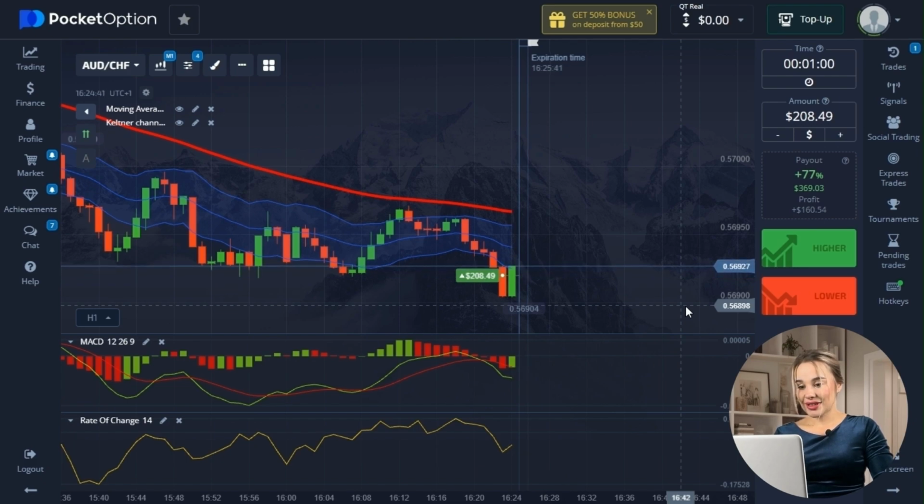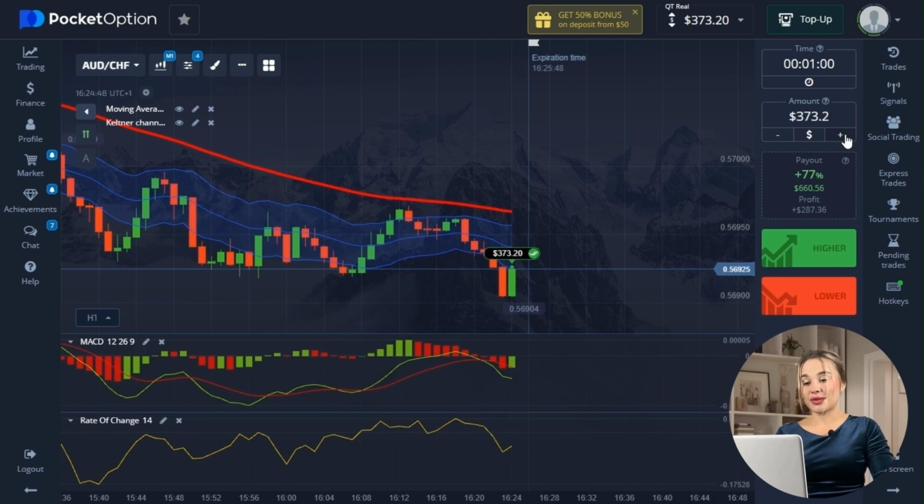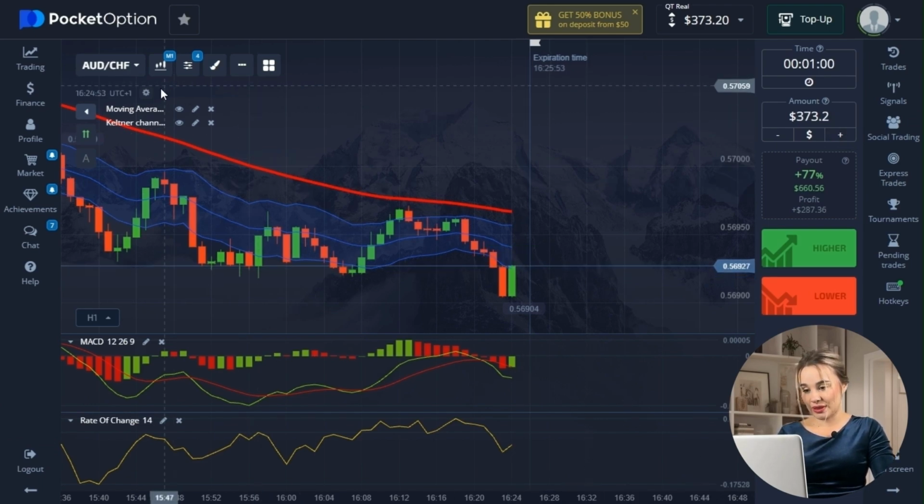But luckily there is a rebound. Let us observe. We closed the trade with a profit. Woo! The balance is now $373. Let's draw conclusions, increase our investments and look for a new opportunity.